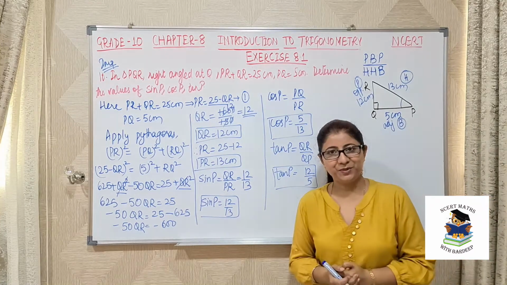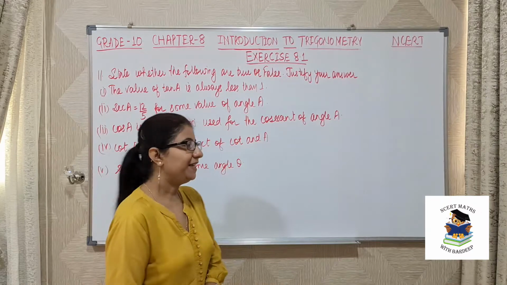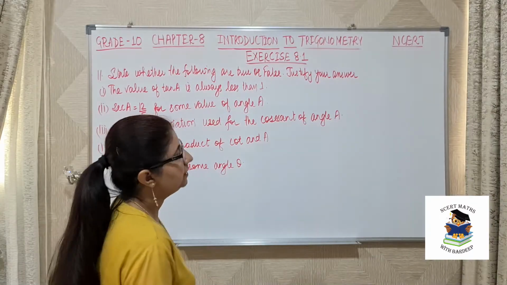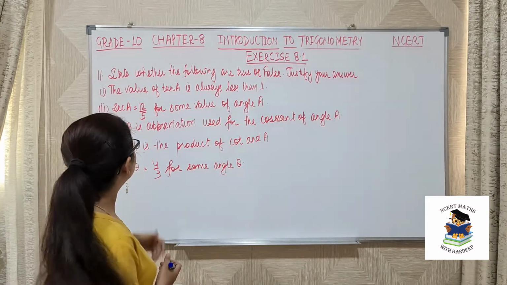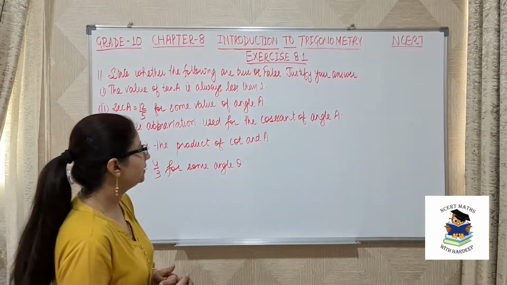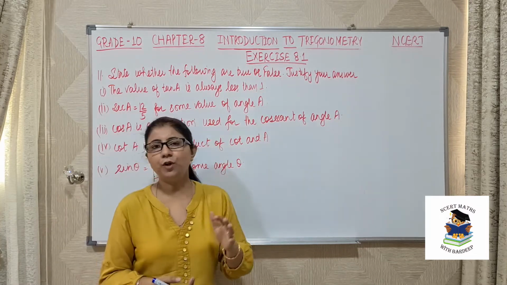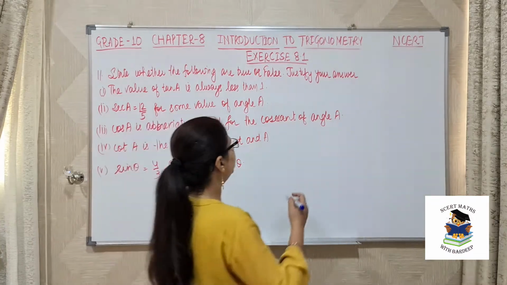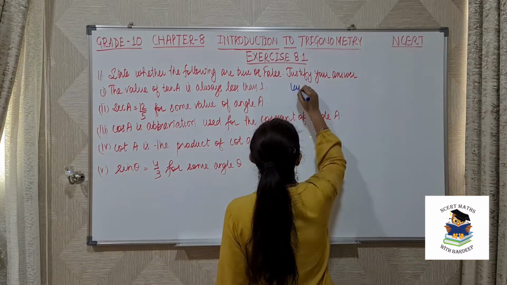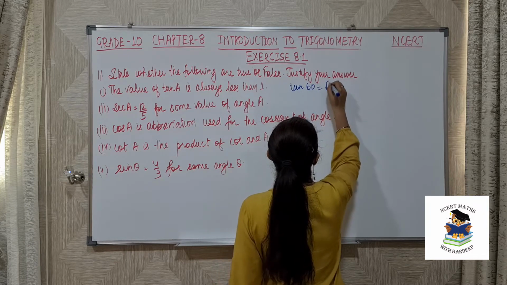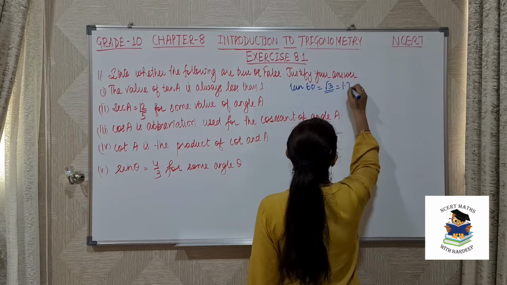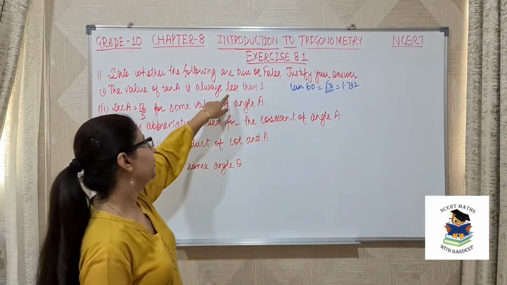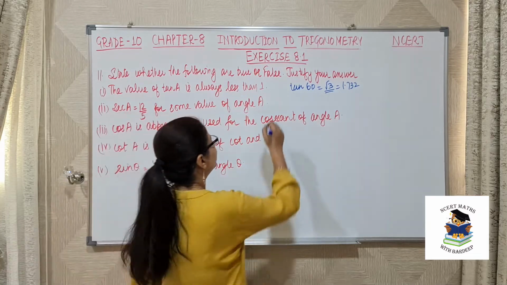Now let's see the last question of the exercise. State whether the following are true or false. Justify your answer. First part is the value of tan A is always less than 1. So first of all, you can refer to the table that we have made in the introduction video. From that table, I know that tan 60 is root 3. And what is the value of root 3? This is 1.732, and this value is greater than 1. So this means this statement is false.